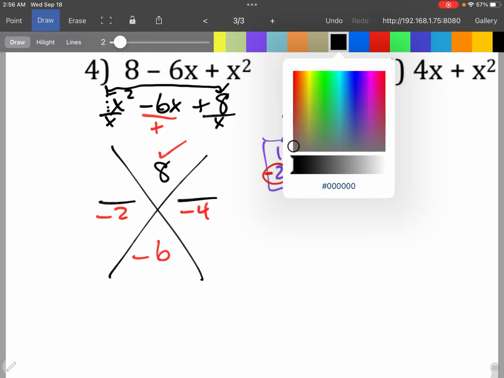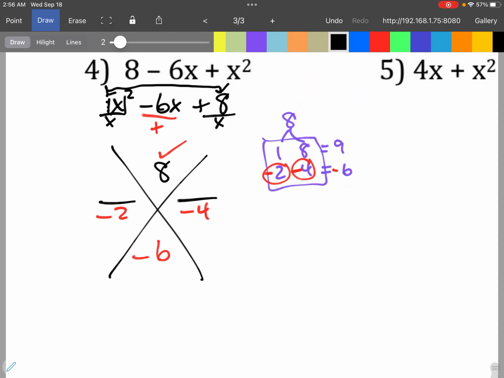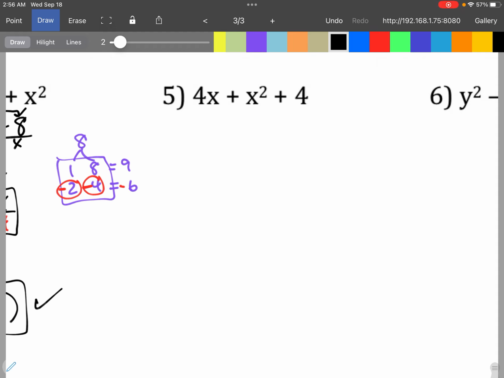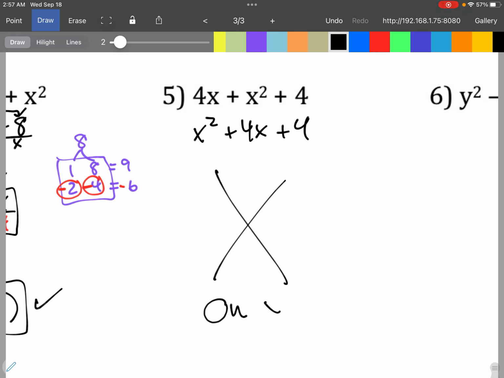And last but not least, go ahead and bring down your first term. Do not include the squared. You cannot simplify this. X minus 2, X minus 4 is your answer. Check it if you need to. All right, this one deserves a rewrite. This one's on you. Good luck.